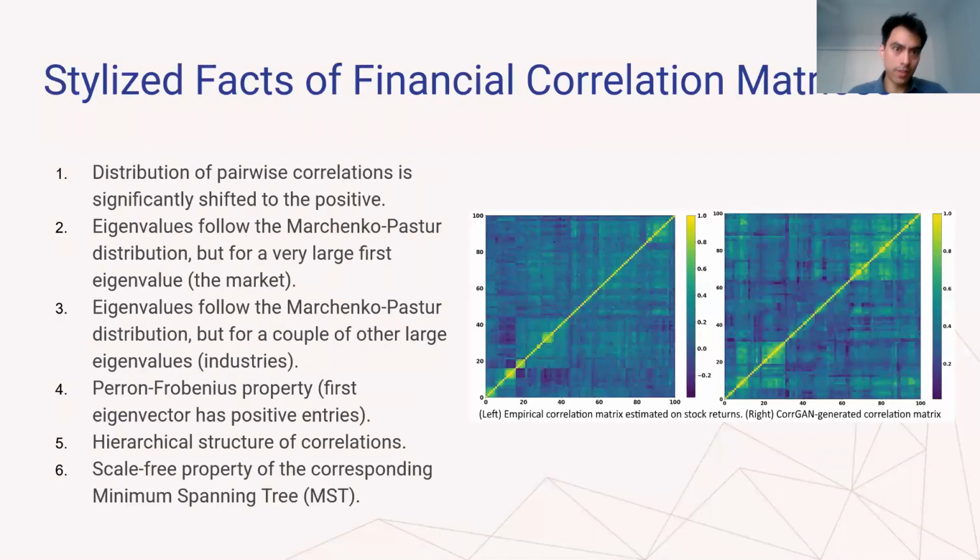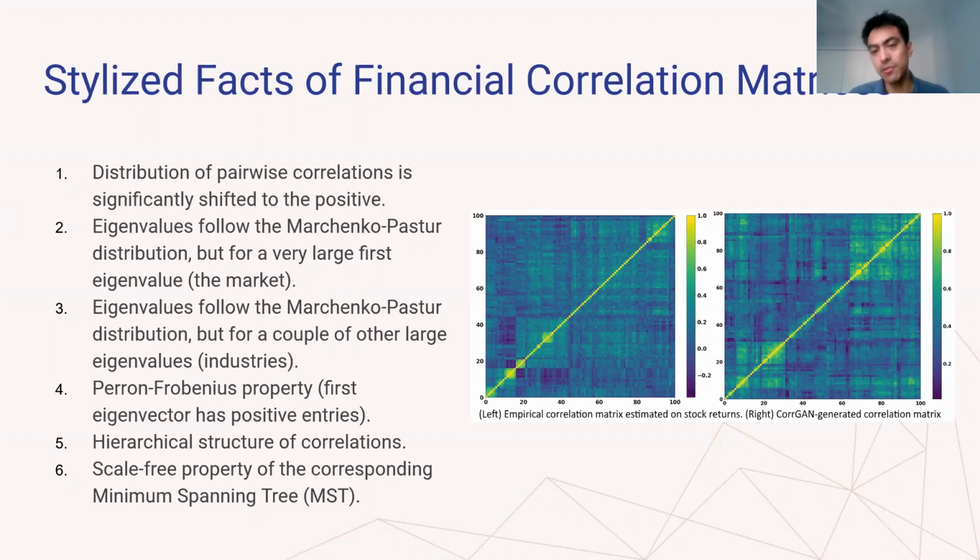And what makes a financial correlation matrix realistic? Researchers have been able to identify 6 stylized facts that financial correlation matrices have that other correlation matrices don't have, that make them realistic. And I'll just go through all of them in the following slides.